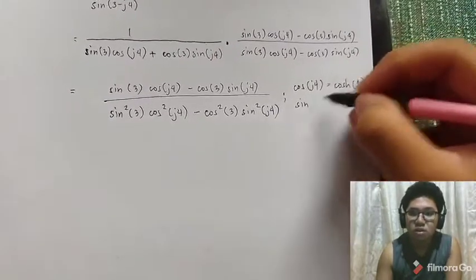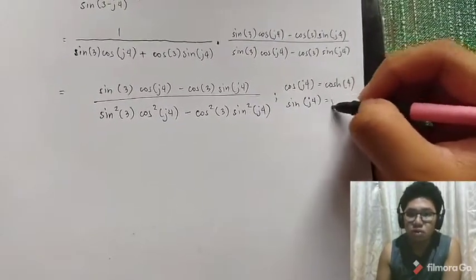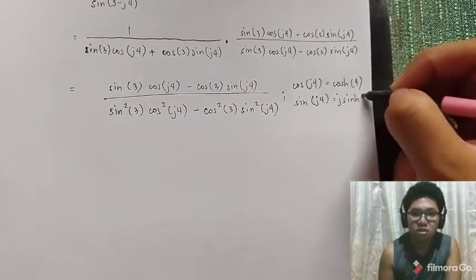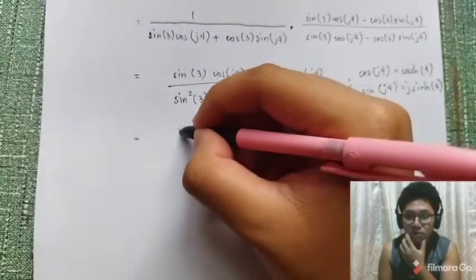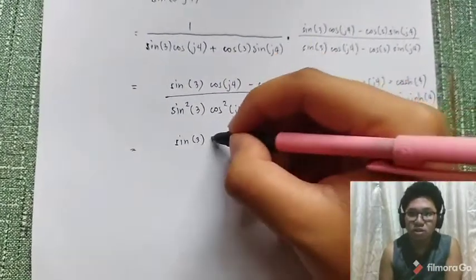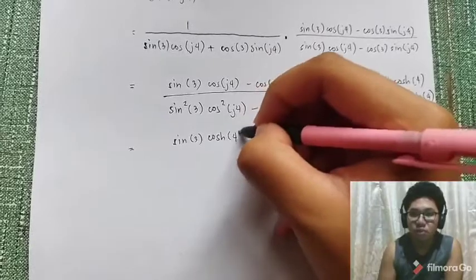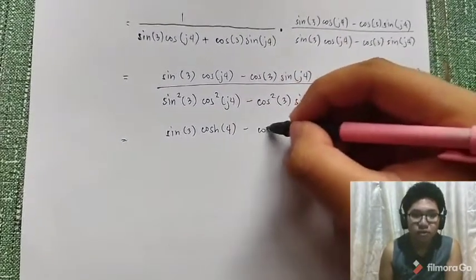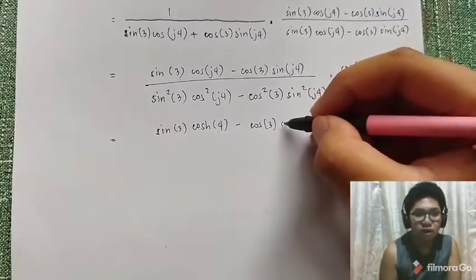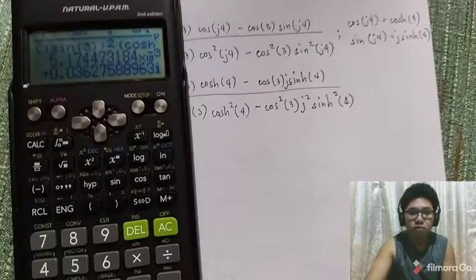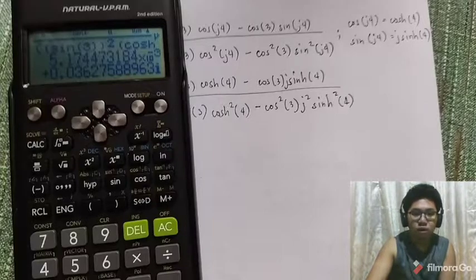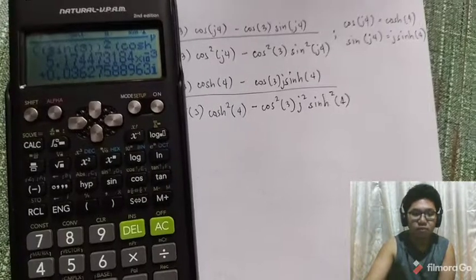cosine y. So our cosine j4 is just the hyperbolic function of cosine 4. Then for our sine j4, that is just equal to j times the hyperbolic function of sine 4. Then we will substitute the values. Now that we have substituted the values, we can use the calculator for solving the value.